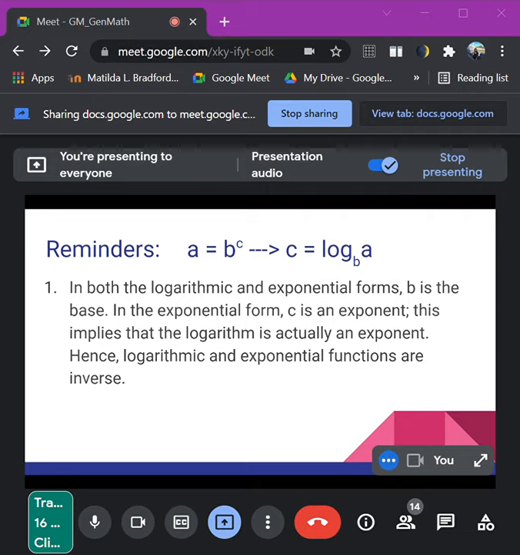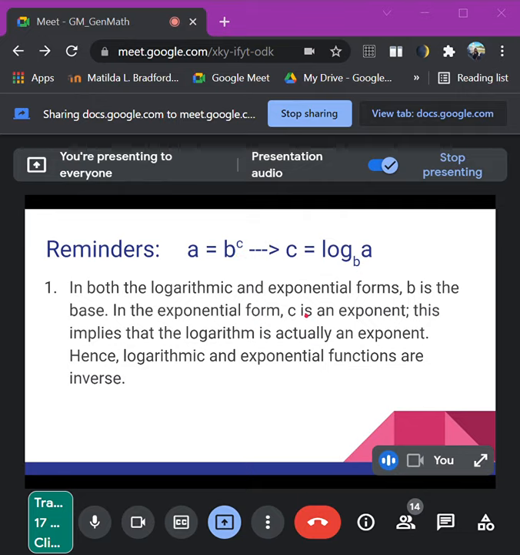So, in our lesson last time, on logarithmic functions, inequalities, and equations, this one is in exponential form, while this one is in logarithmic form. Both of them are in base B. So the base is also the base in the logarithmic form. In the exponential form, C is an exponent.